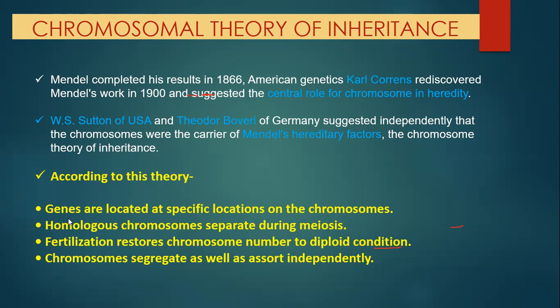Mendel also said the same thing, that the factors or the genes, but he did not tell the location where they were present. So these were the ones who suggested that the genes are actually present on the chromosome, and the allelic pairs are present on the homologous pair of chromosomes. They separate during meiosis, and then fertilization restores the chromosome number, and also the two alleles for a particular trait are restored in the diploid condition. The chromosomes segregate as well as assort themselves independently. So that was the chromosomal theory of inheritance.